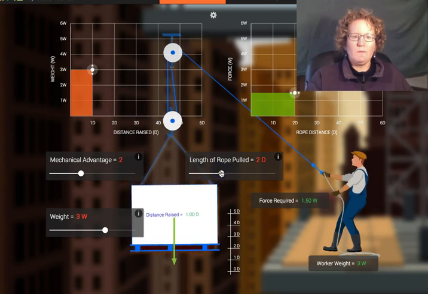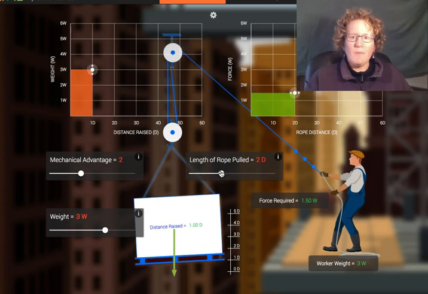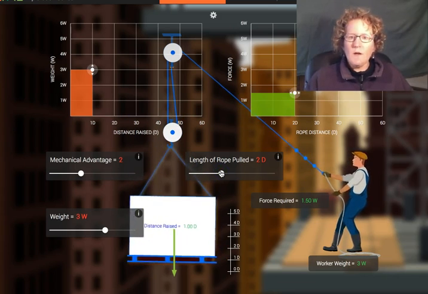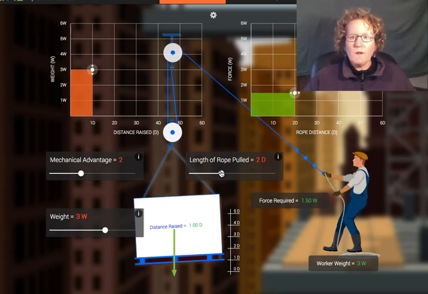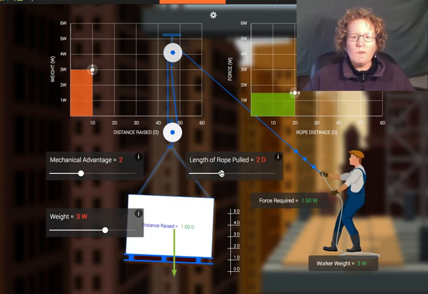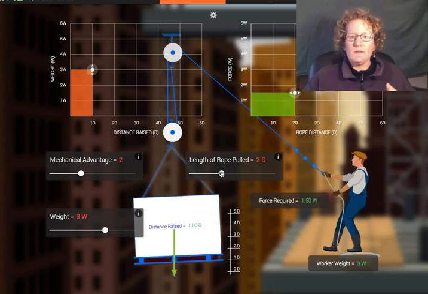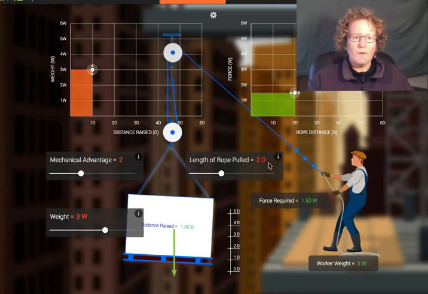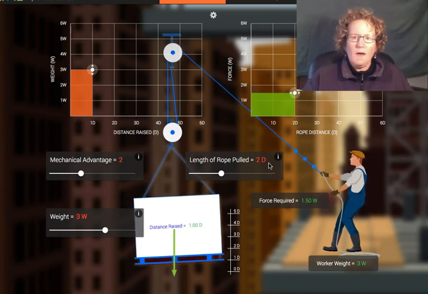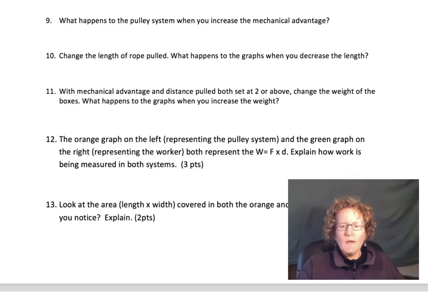Let's go all the way down to 2. What happened? The area of both rectangles is smaller, and those areas, of course, represent work. So less work is being done because there's less distance the rope was pulled. The object was moved a shorter distance, so less work was done.